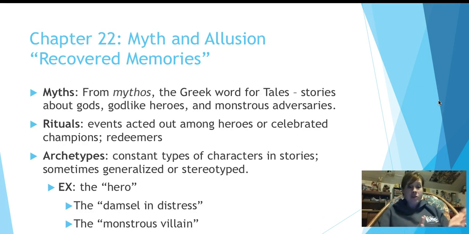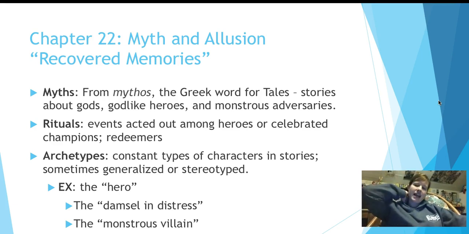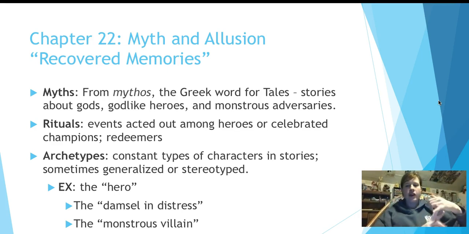And then finally, chapter 22 is myth and illusion. Myth comes from the Greek word mythos, which means tales, and they're typically stories about gods, godlike heroes, and monstrous adversaries. That's how our book defines them. I always think they talk about ancient stories or parables or people that are in those stories, like Hercules or Cinderella, things like that. I know Cinderella's not Greek, but it's kind of like a more traditional, looked over type of character, which we'll talk about in a second with archetypes.